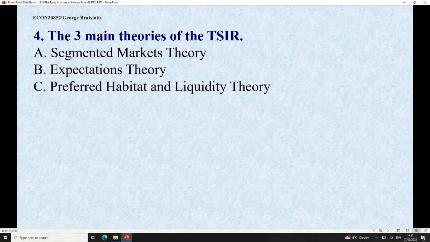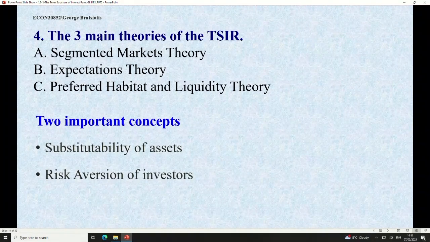Right. So, okay, these are the 3 theories. But before we look at them, let me remind you of 2 concepts that I'm sure as final-year economists you will know about. The one is substitutability of assets, and the other one is risk aversion of investors.